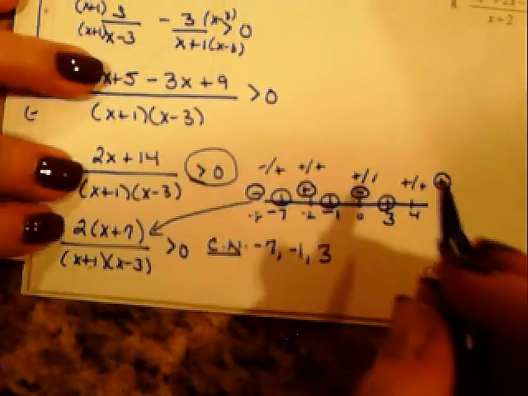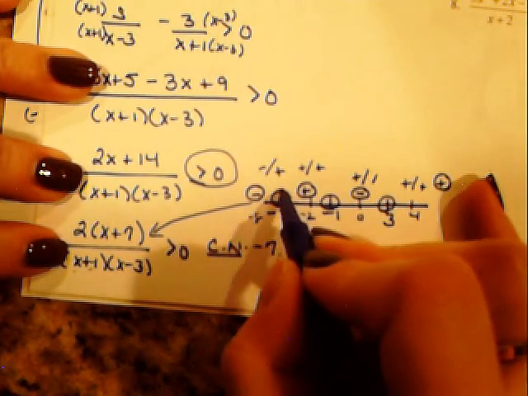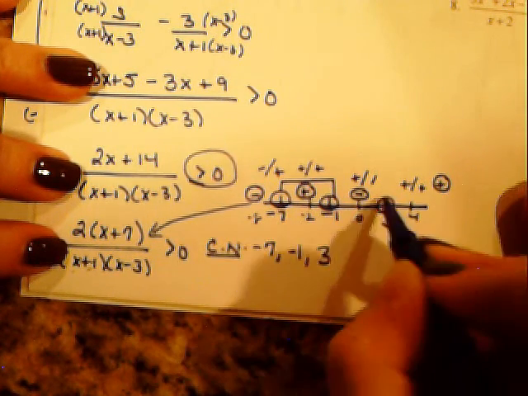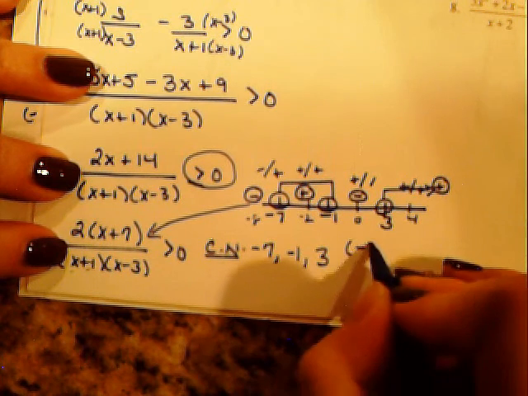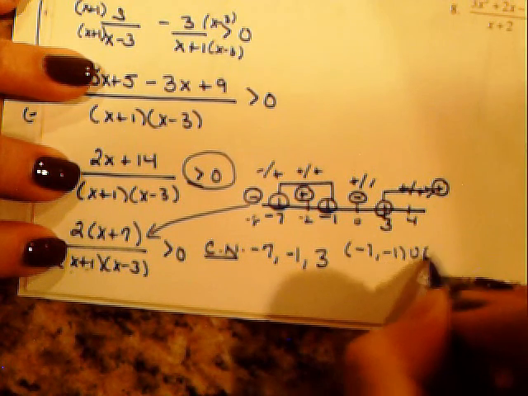Again, I'm looking for numbers greater than 0. So I am looking between negative 7 and negative 1, and I'm looking from 3 to infinity. So my solution set will be negative 7 to negative 1, and then 3 to infinity.